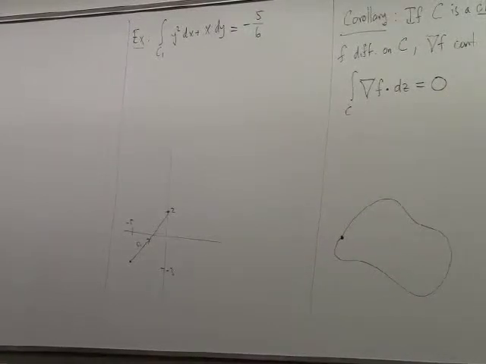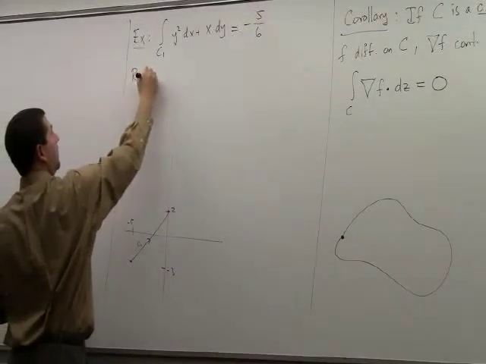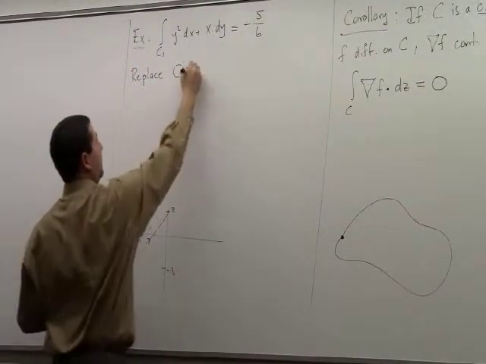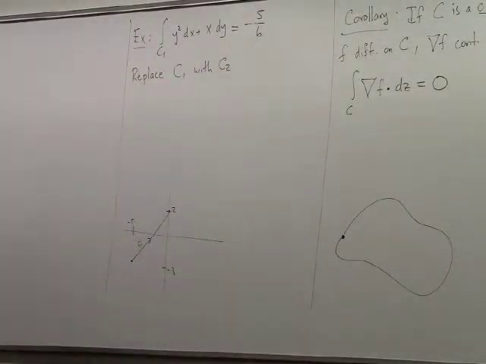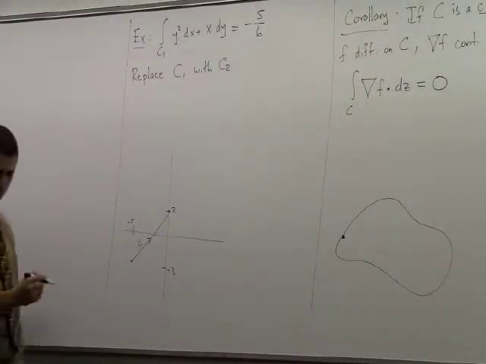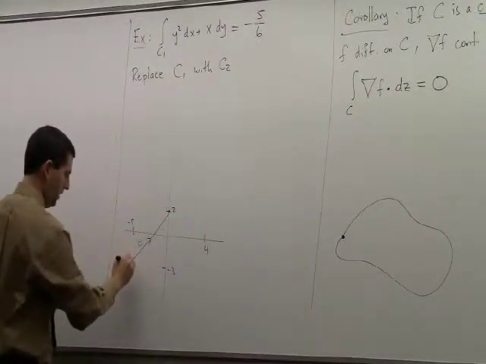Okay. So I want to do it again, but I want to change the contour. Not contour, well, the curve. We don't talk about contours in here. So I want to replace C1 with C2. And C2 is going to look like this.